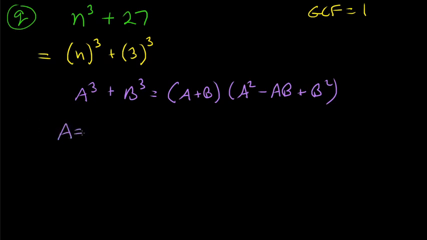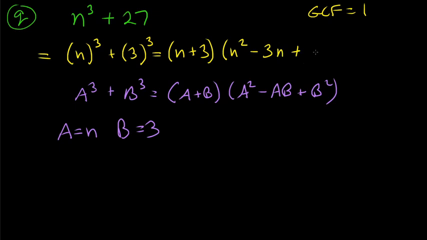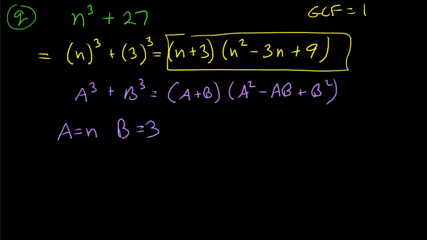Yeah, in this case, a is just n, and b is 3. So this factors pretty simply as n plus 3 times n squared minus n times 3, which is 3 times n, plus b squared, which is 3 squared, but 3 times 3 is 9. Okay, and that's it, right? Remember, this trinomial here will not be able to go any further, so it's prime. So this is it, and that's as far as we can go.